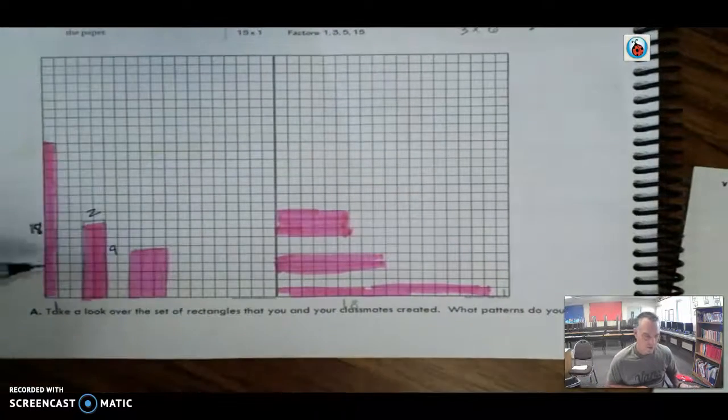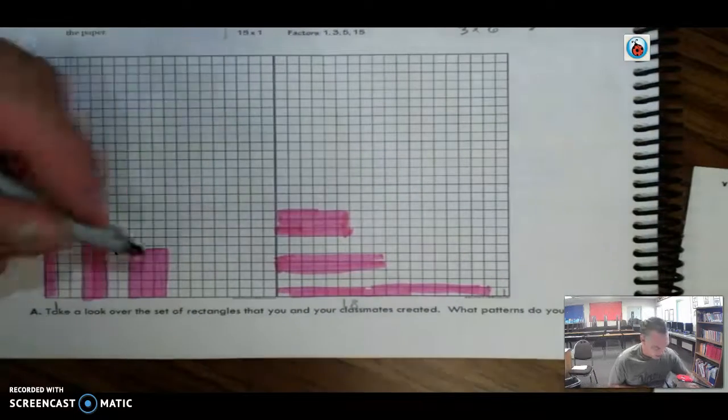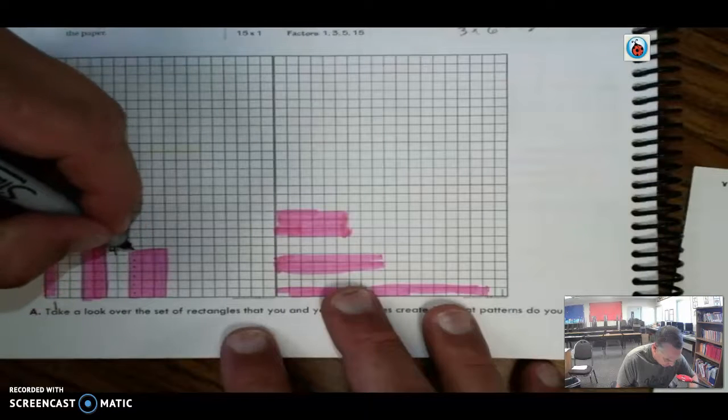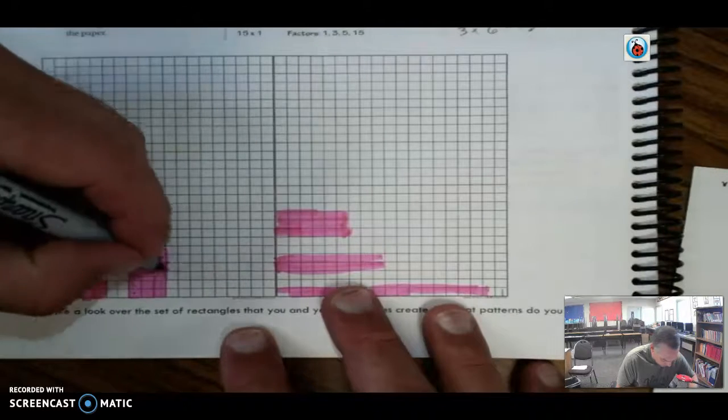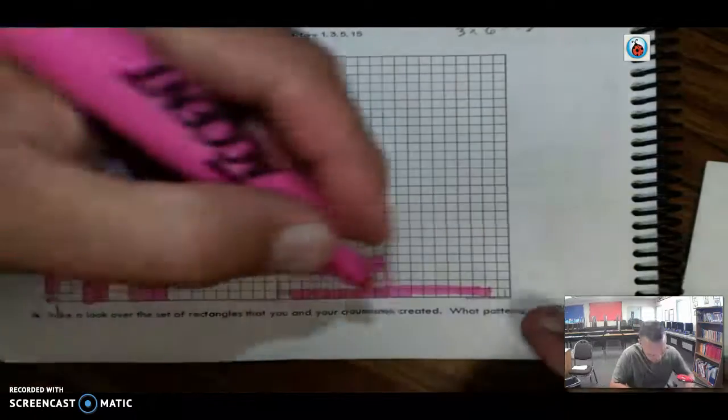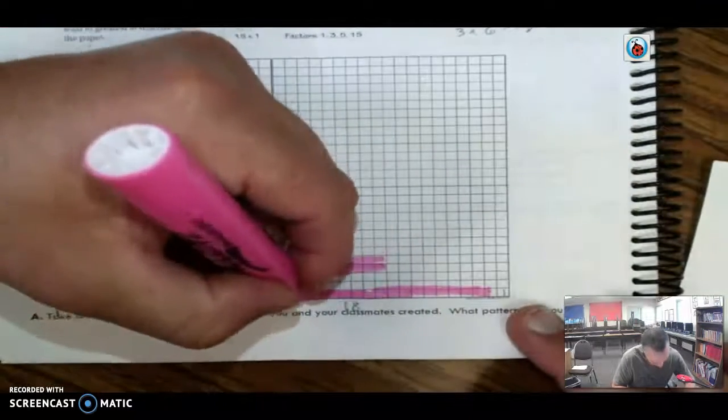Alright, so hopefully you're done. So I got a 1 by 18. I got a 2 by 9. And it's a 1, 2, 3, 4, 5, 6. I have a 3 by 6. And you can see over here, very poorly drawn by Mr. Cox. Let me see if I can make that better.